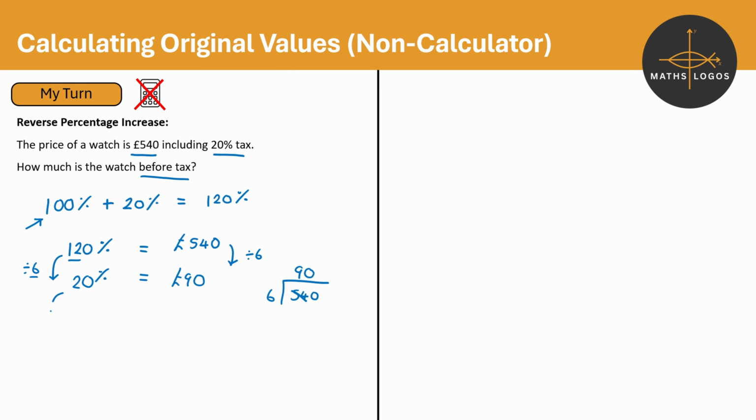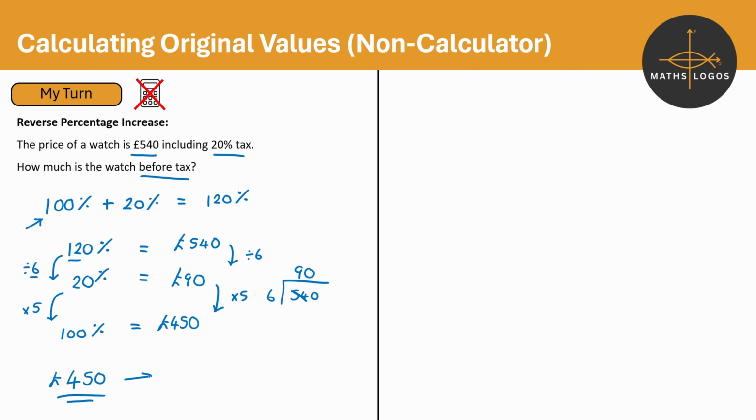And remember, we want to scale up to 100%, and I know that 20% multiplied by 5 gives me 100%. So I'm going to scale up to that. Of course, that means I need to multiply this £90 by 5 as well. 90 multiplied by 5 will do 9 multiplied by 5 to give you 45. So 90 multiplied by 5 must be £450. So my answer is £450.